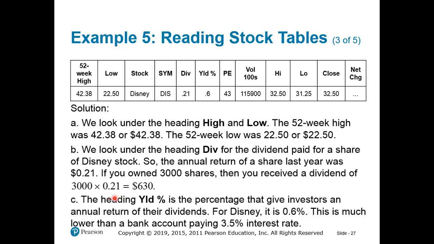Okay, now under the percent yield, this is the percent yield for your dividends if you are just basing it on dividends alone. And so for this, it's 0.6%. Okay, so this is much lower than what the bank would pay at 3.5%. But again, you don't just make money off of dividends. Keep in mind, you're making money off of the fact that this stock, you're hoping, is going to go up in value. Okay.